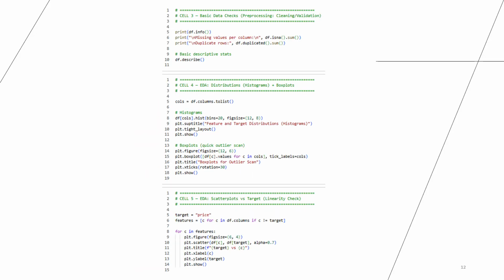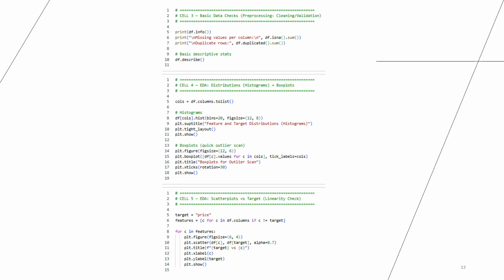Now that the dataset has been loaded into our data frame, the next step is to perform some basic data checks and exploratory analysis. Before building any machine learning model, it's important to understand the structure and quality of the data we are working with. In the first part of this section, we run several quick validation checks. The command df.info() gives us a summary of the dataset, including the column names, the data types of each column, and the number of non-null values.